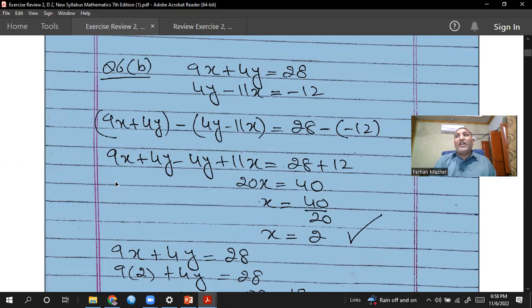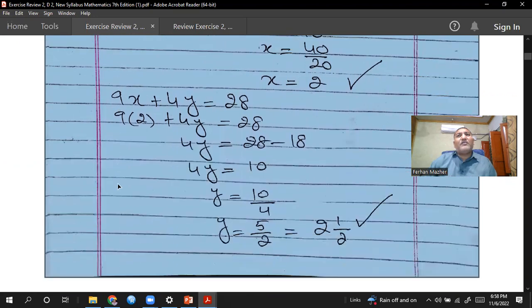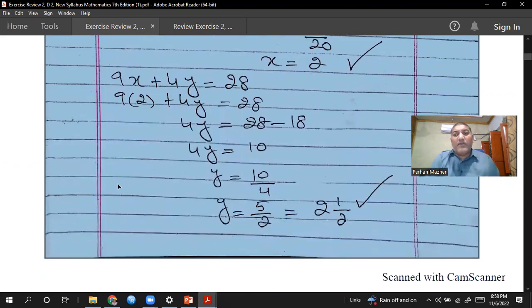So now you have the value of x. We will substitute that value into equation number 1, or you can do it in equation number 2. Equation number 1 is 9x plus 4y equals 28. So 9 into 2 plus 4y equals 28. So 4y equals 28 minus 18. So 4y equals 10. So y equals 10 divided by 4. So y will be 5 by 2, which is 2 whole 1 by 2.